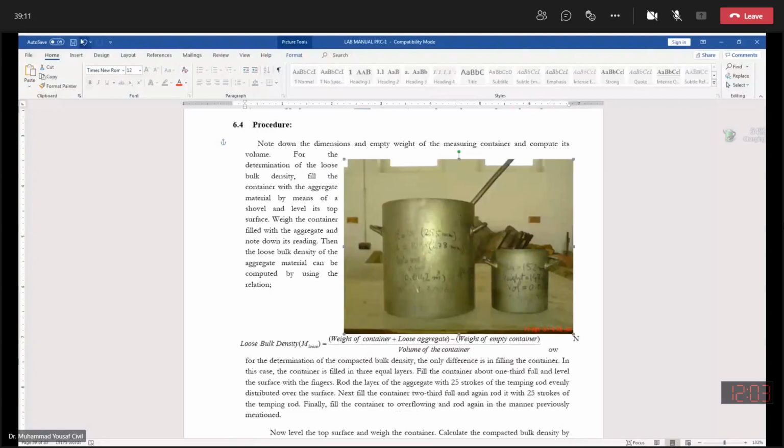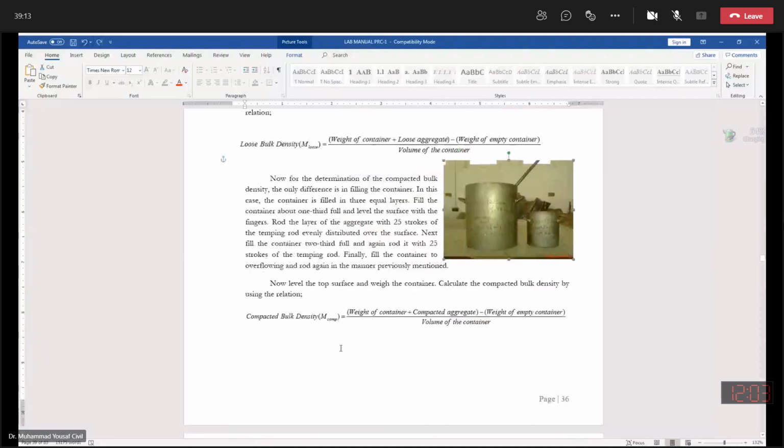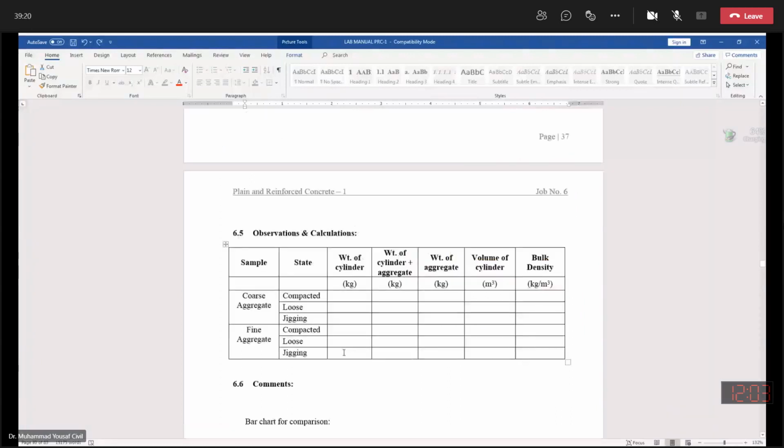Then your observations and calculations are very simple. If you are having the coarse aggregate, you will find the bulk density using three approaches: compacted, loose, and jigging bulk density.